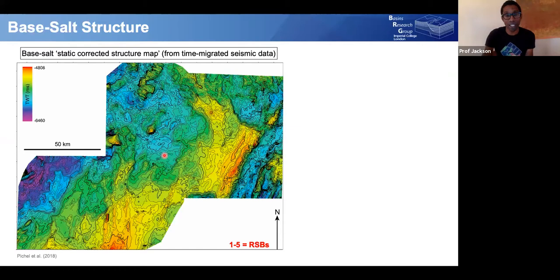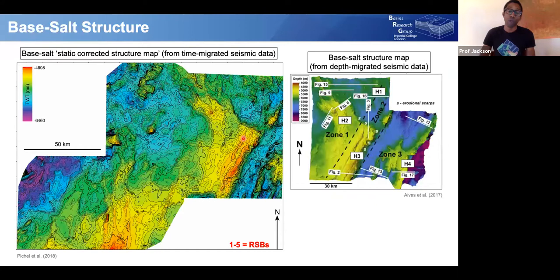These are fault blocks related to the pre-Aptian rift in through here. We quality controlled our time migrated depth converted base salt map by looking at maps generated from true depth migrated data. This is some work from Tiago Alves and co-workers in here, and I've just put it at exactly the same scale here. So you're seeing the 2P high in here, which is shown in here on our map. And you can see a good correspondence in the geometries between the two maps, which gave confidence that our depth migration of our time migrated data was actually giving us a good handle on what the true base salt relief was.